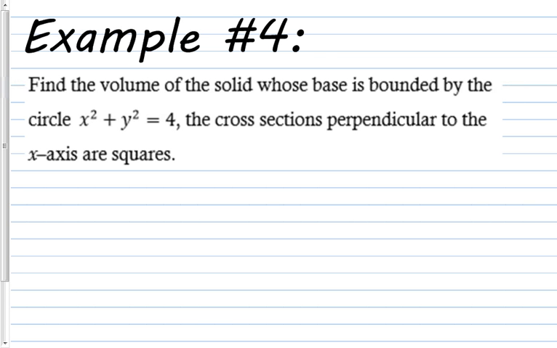I have a solid, and the base of the solid is a circle. If you remember this from geometry, or at least algebra 2, or even pre-calculus, to graph a circle, all you need is the center and the radius. Now this right here is r squared. So if r squared is 4, then the radius is 2.